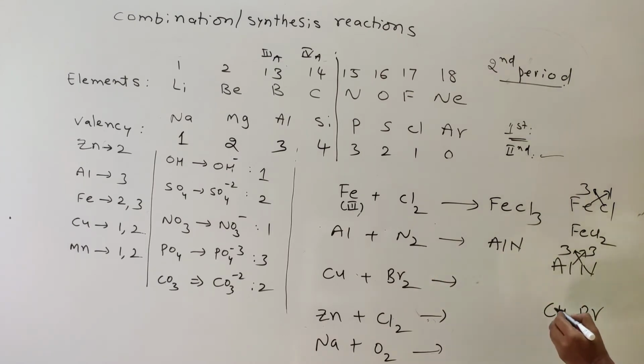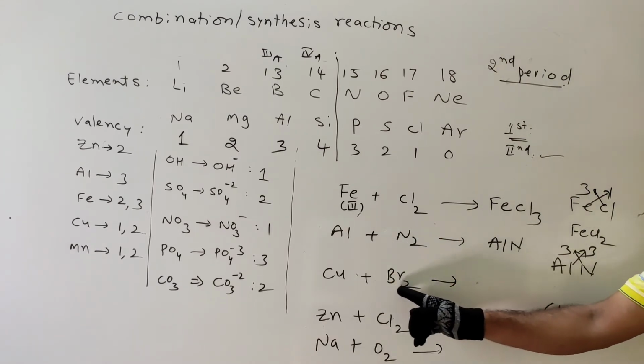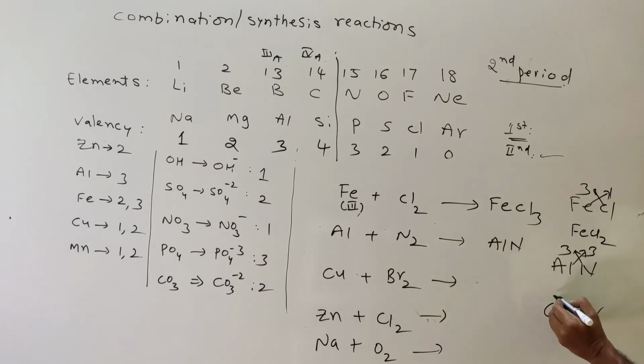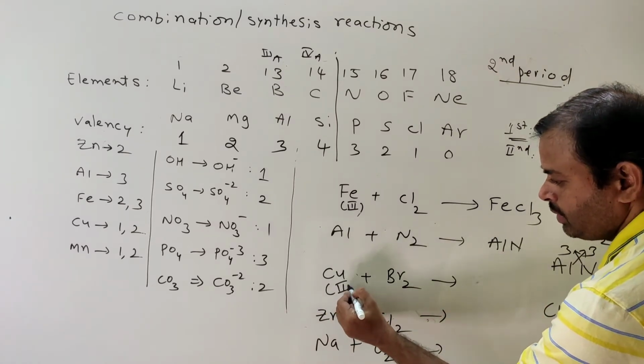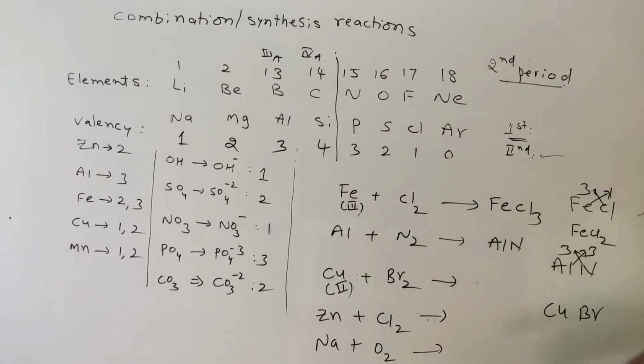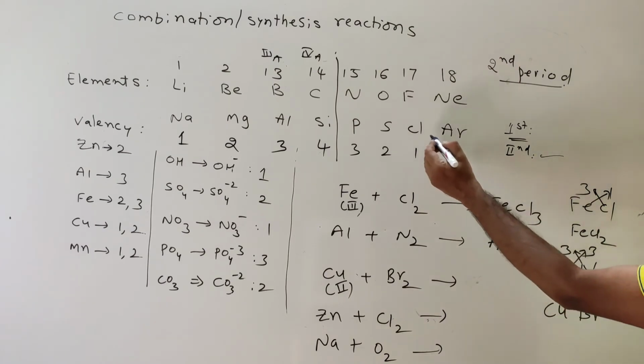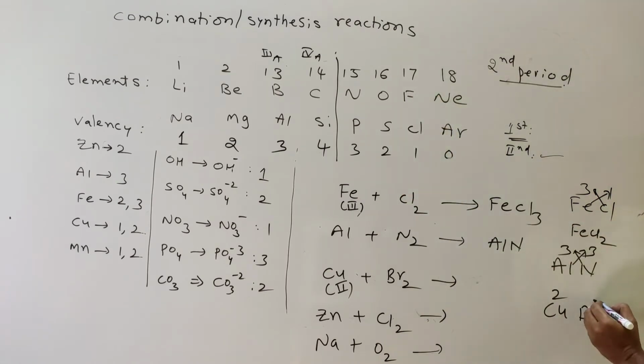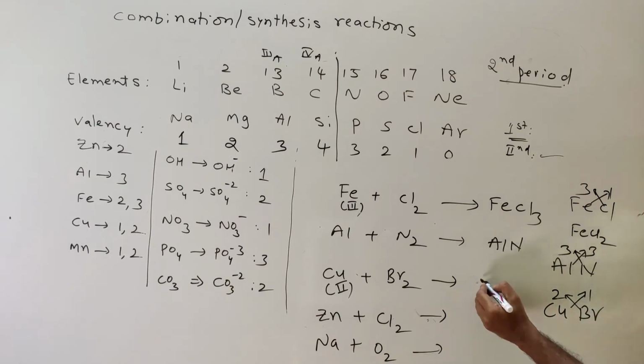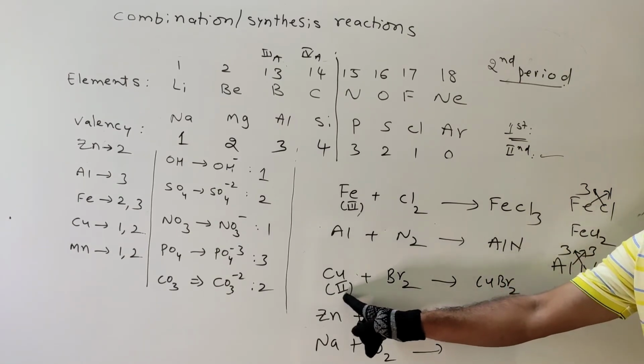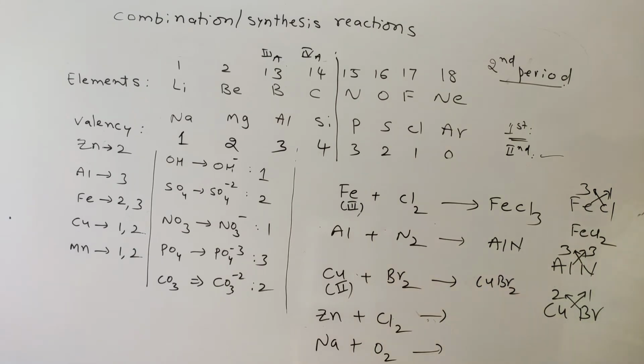CuBr2. So CuBr. Okay. What is copper 1 and 2? Okay. So here Br2. It is also given that the oxidation state is copper 2 plus. So its valency is 2. Bromine Br comes under group 17. So that's why it is 1. Okay. Now criss-cross rule. So that is CuBr2. Okay. So if it is Cu1 plus oxidation state, so that is CuBr only.